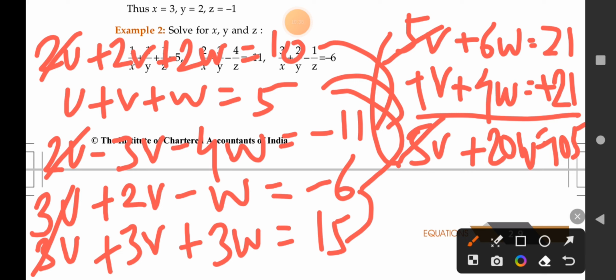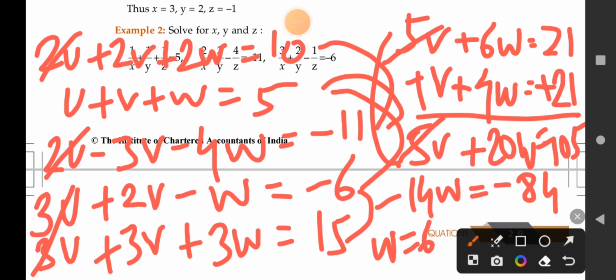So now this and this equation cancel. You get 6w minus 20, 6 minus 20 becomes minus 14w is equals to 21 minus 105 is equals to minus 84. Minus minus cancel. So 84 divided by 14 becomes 6. So W is 6. Okay. W becomes 6.